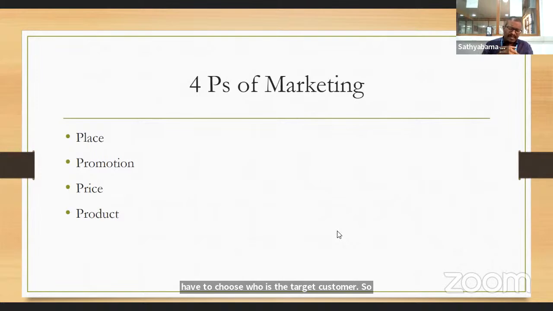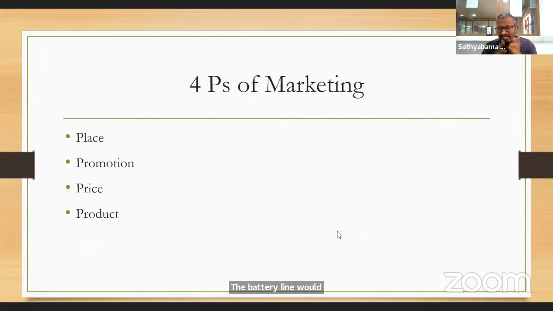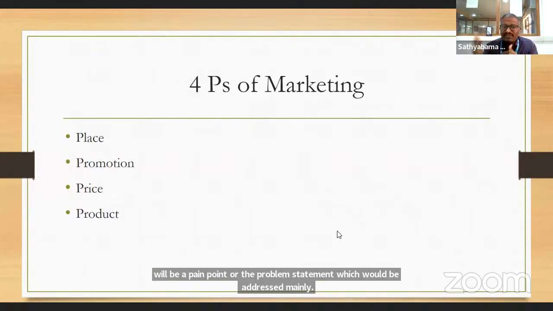For example, again, I will take the same example of the mobile phone. I'm going to develop a mobile phone for a business person. A business person will definitely be traveling from one place to another, so he requires a very long battery life. If I say I've developed a mobile phone whose battery life would be 1 week, 7 days, that will be a pain point or problem statement addressed mainly for those who travel.